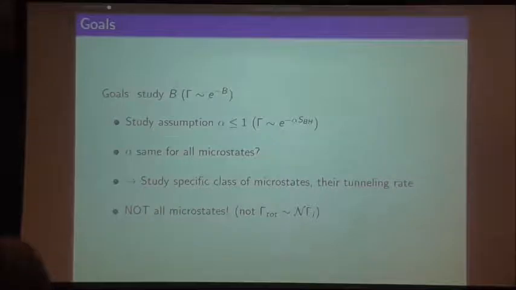And we're also going to focus on whether alpha is going to be the same for all microstates or not. To do this, I must emphasize we're not going to look at all of the microstates for any given system. We're going to look at a very specific class of microstates, and we're going to calculate their tunneling rate. So in particular, we're not going to be able to say anything about this total tunneling amplitude.